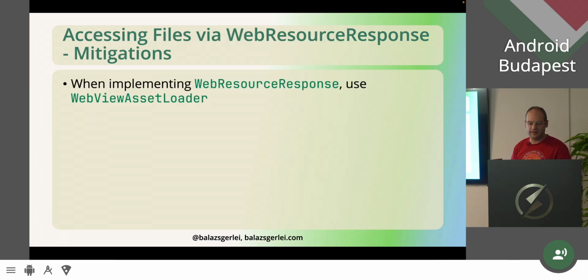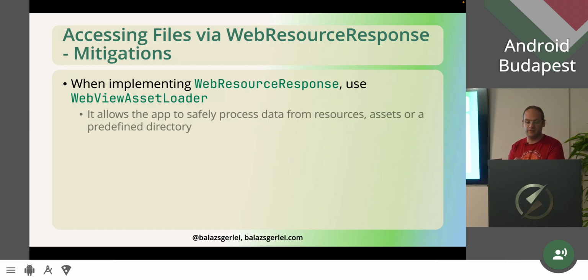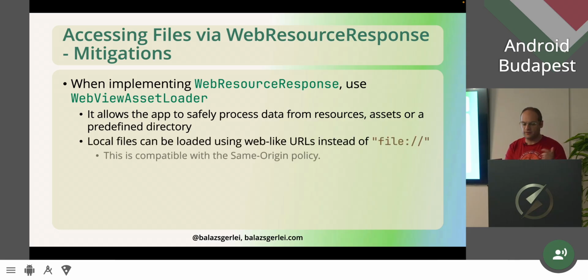What you can do basically is to use the WebViewAssetLoader API together with the WebResourceResponse. If you really have to do this, if you really want to answer the calls, the WebViewAssetLoader allows you to parameterize what assets you are making available to the WebView callers based on what URLs. So you don't need to use the file URI. You can parameterize what URLs point to what files.